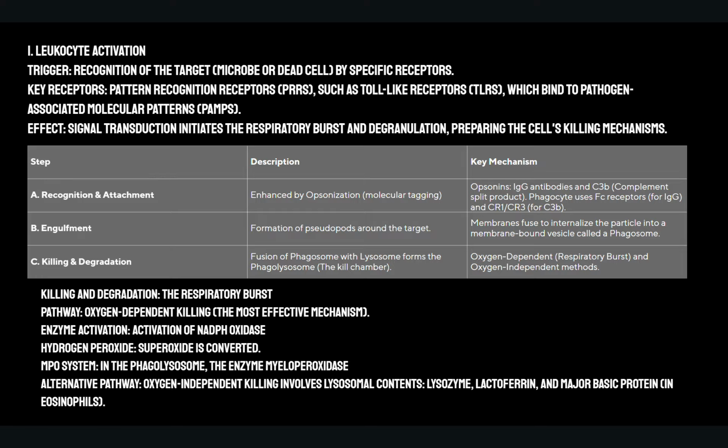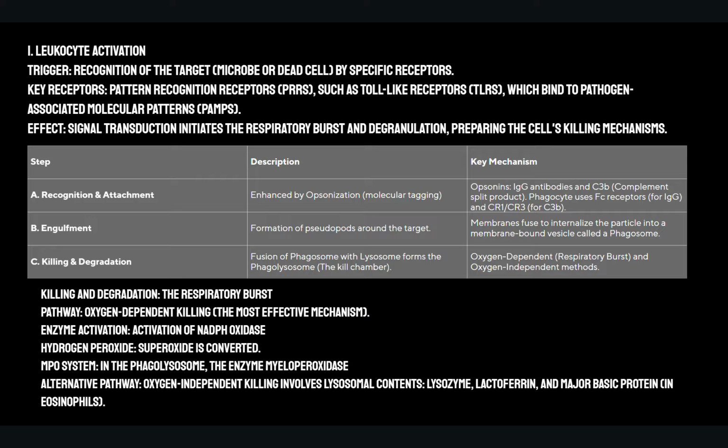Leukocyte activation. The cell must arm its weapons. This is triggered when pattern recognition receptors like toll-like receptors, TLRs, bind to microbial components, PAMPs. This initiates the signal transduction leading to enzyme production and assembly of the killing machinery. Step 2, phagocytosis or engulfment.